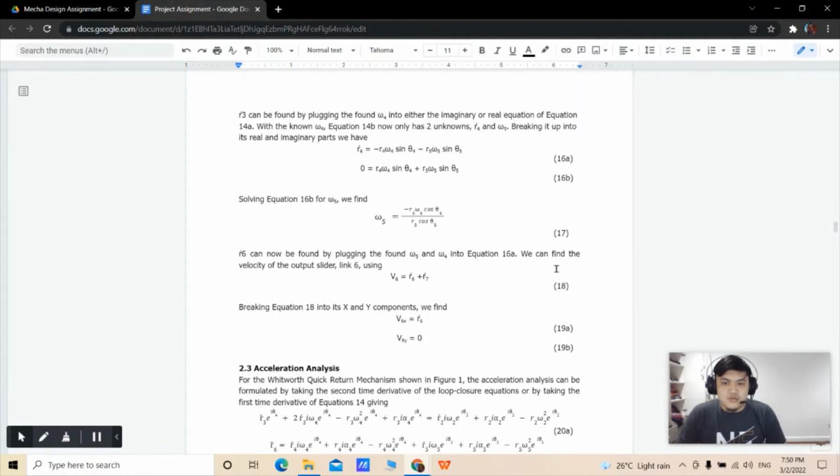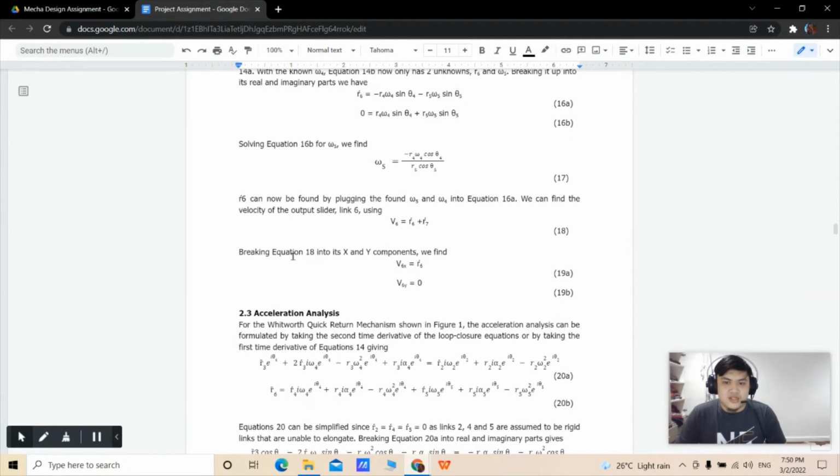We can find the velocity of the output slider link 6 using formula 18 here, where V6 is equal to r prime 6 plus r prime 7. And breaking equation 18 above into its x and y components, we will find equations 19a and 19b here.